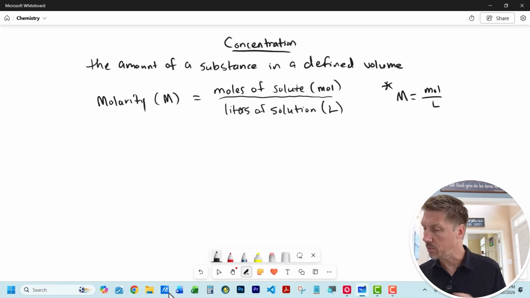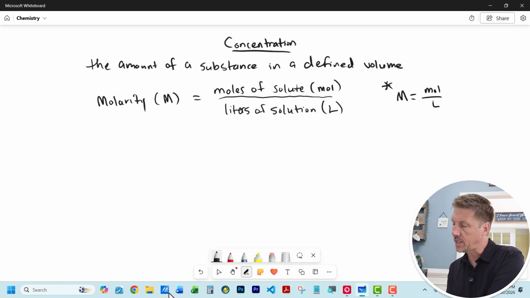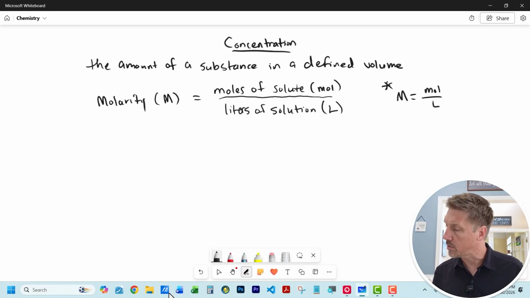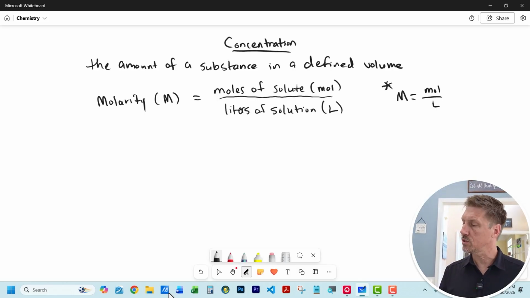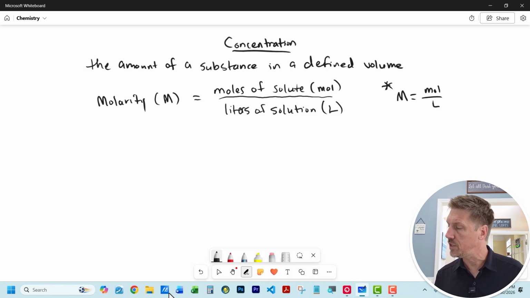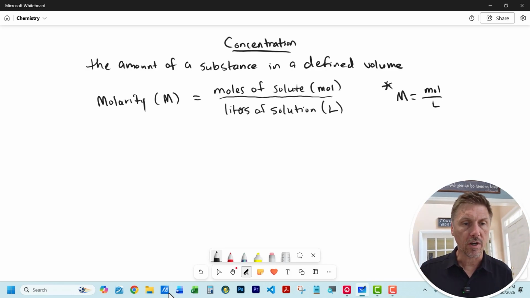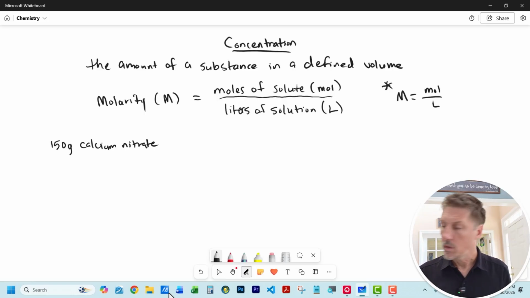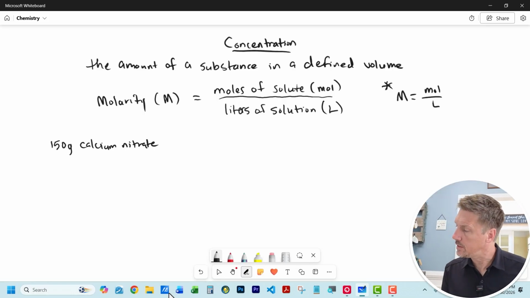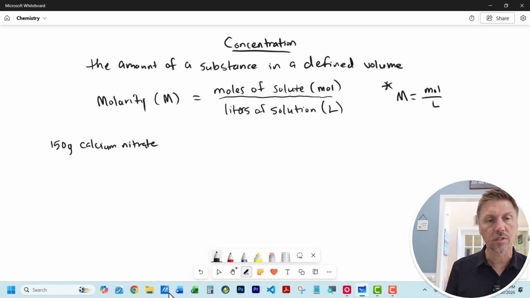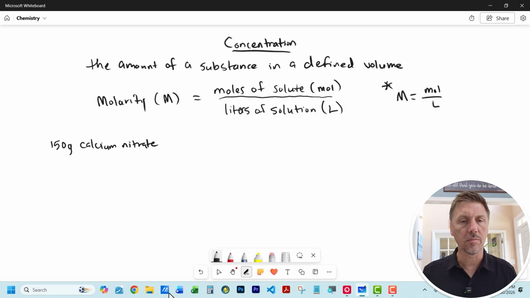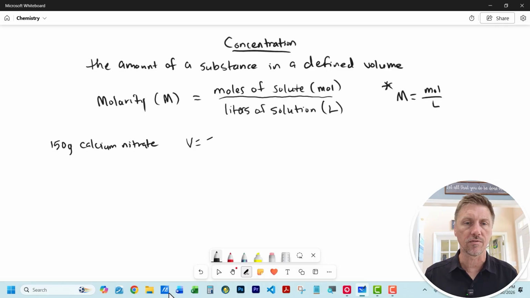Okay, so let's do an example. That's going to be the best way to understand how we start using this particular formula. Example 9.2 says we have a solution that's made by measuring out 150 grams of calcium nitrate, and we're dissolving it in enough water to make 500 milliliters of solution. So what is that 500 milliliters? Well, that's a volume unit. So our volume is 500 milliliters of solution.